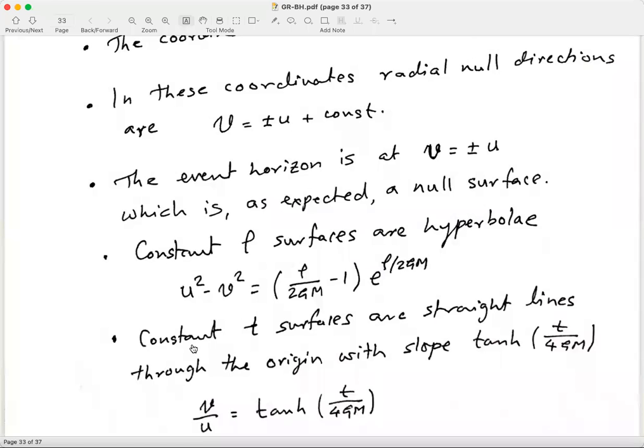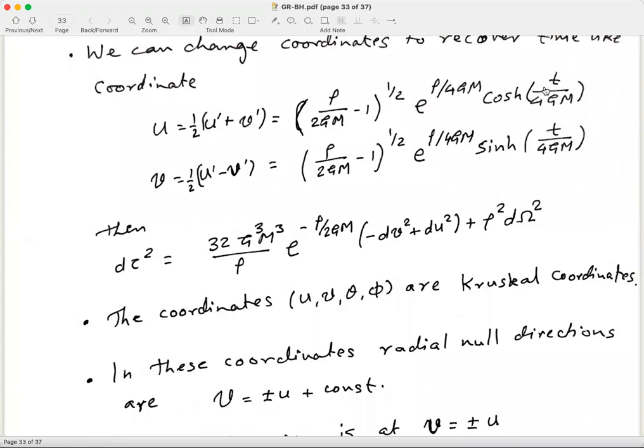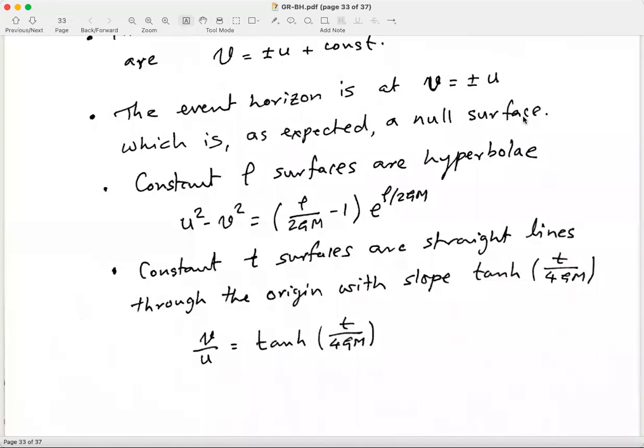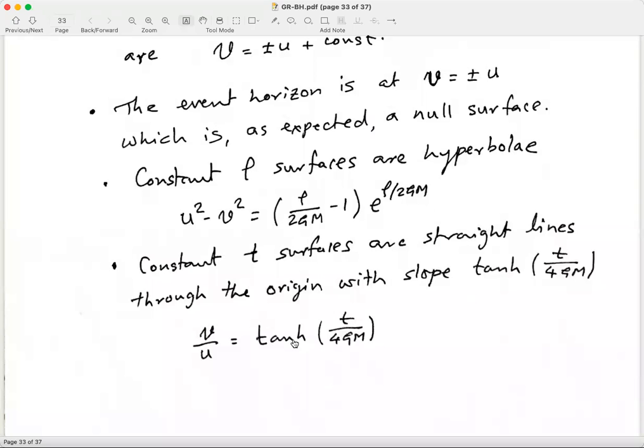On the other hand, if you are looking at constant t surfaces, the t dependence is there in the sinh and cosh functions, and they correspond to straight lines. Simply because if you take the ratio v by u, all these rho dependent pieces cancel out, and you get tanh of t upon 4GM. That tells you that for constant t, v is equal to some constant times u, which is a statement of a straight line passing through the origin, because there is no additional constant. So if u is equal to 0, v is also 0, and that is the origin.